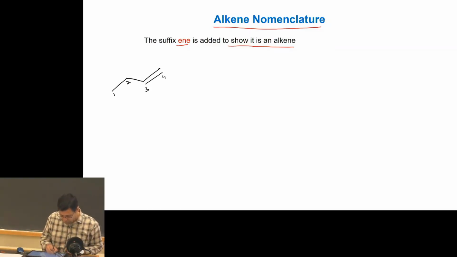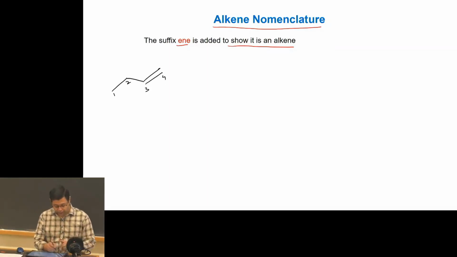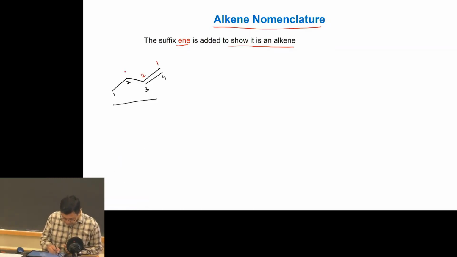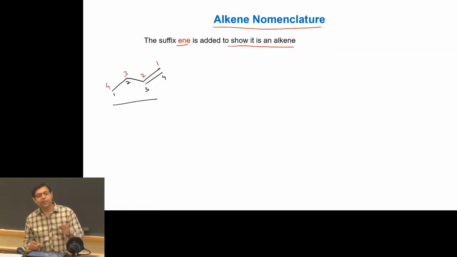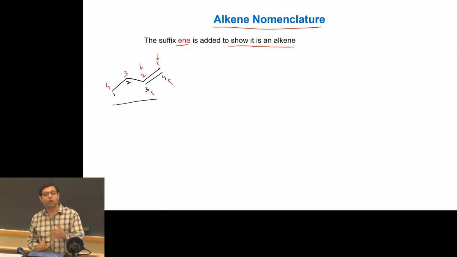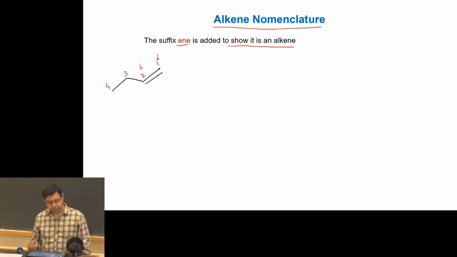1, 2, 3, 4. So this is a 4-carbon chain. Now you can number this 4-carbon chain this way, the way I've shown you, or you can number it like this. The correct way of numbering is to give the double bond lower numbers. Right? So the red way of numbering is correct because the double bond is getting number 1 and 2. In this way of numbering shown in black, the double bond is getting 3 and 4. Right? You want to give the double bond lower numbers. So the red way of numbering is the correct way of numbering.